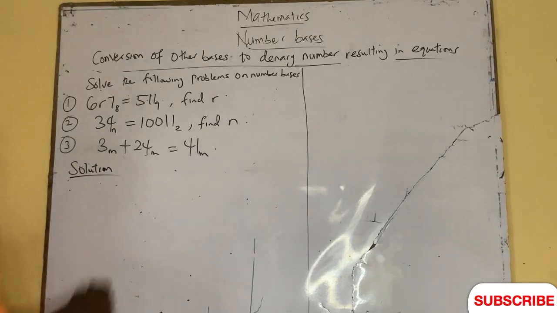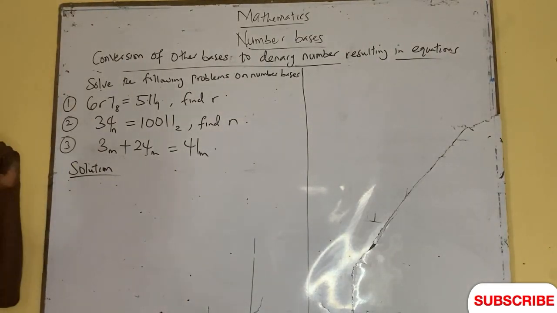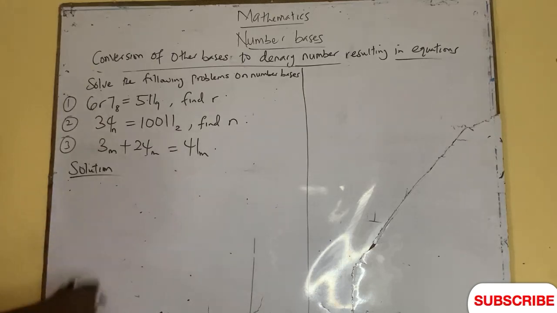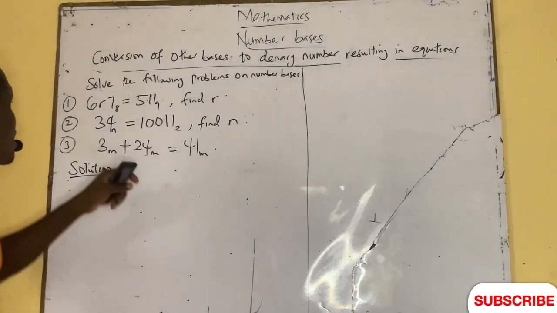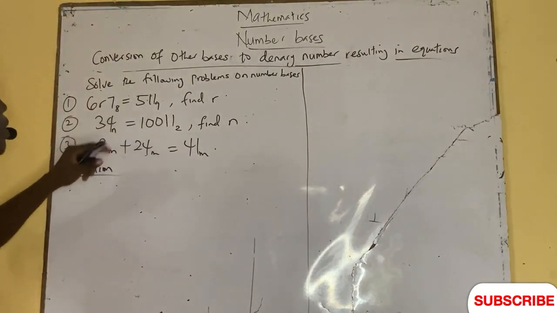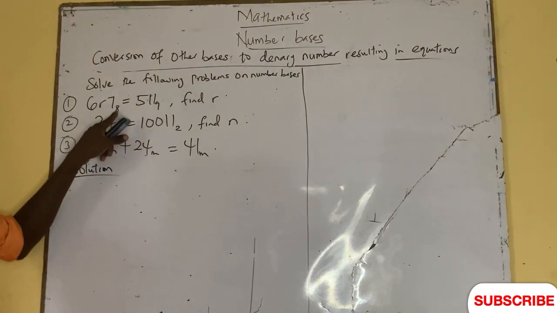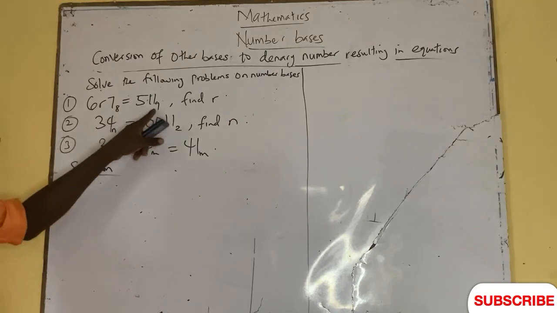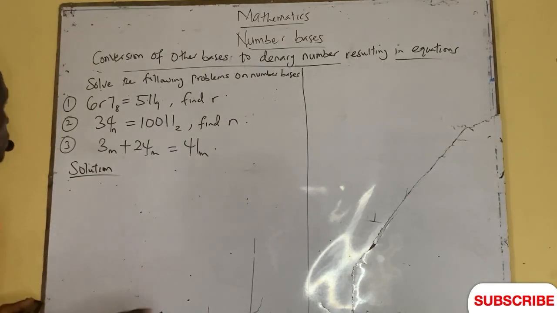So we have to solve for r in this equation, in this expression. These are problems under number bases. We can see that they have base 8 and base 9. So how do we go about this?